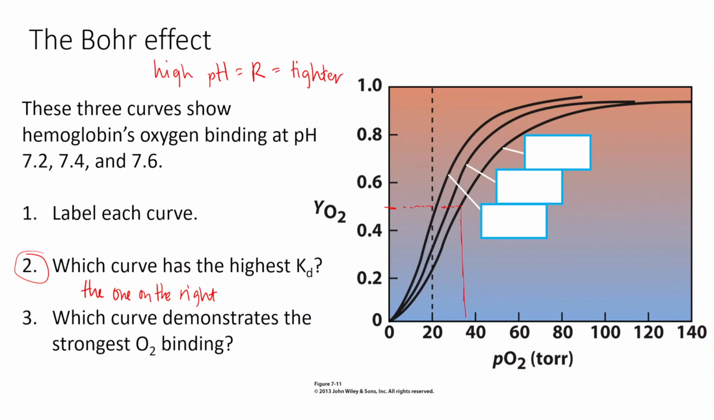So what does that mean for number 3 now? If we know which curve has the highest KD, the one on the right, that means the other ones have lower and lower KDs. So which one of those is going to have the strongest binding? What do we know about how KD relates to binding? Yeah, the left one, exactly. Lower KD, stronger binding.